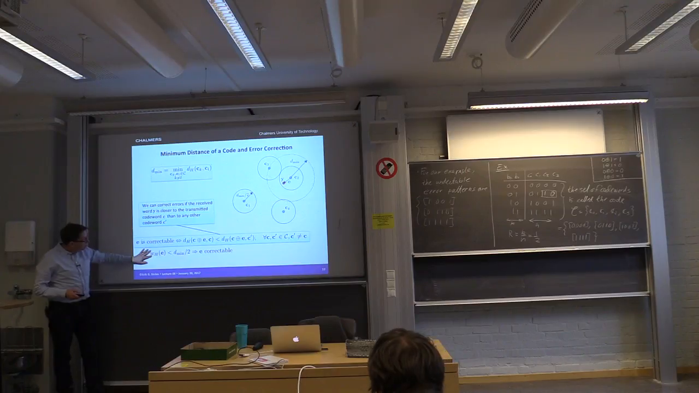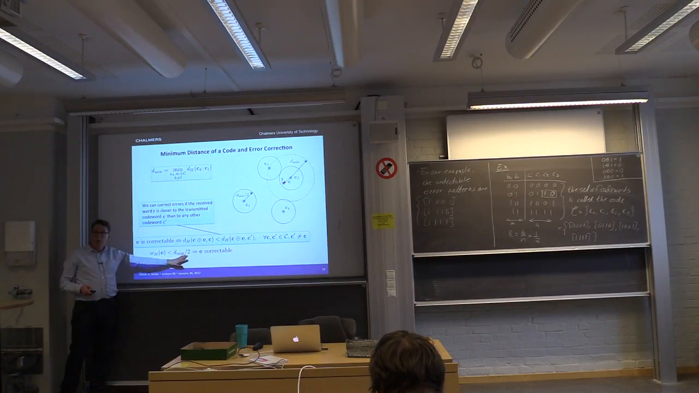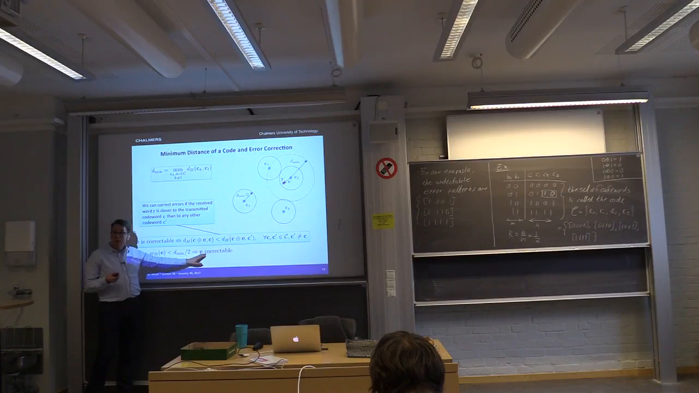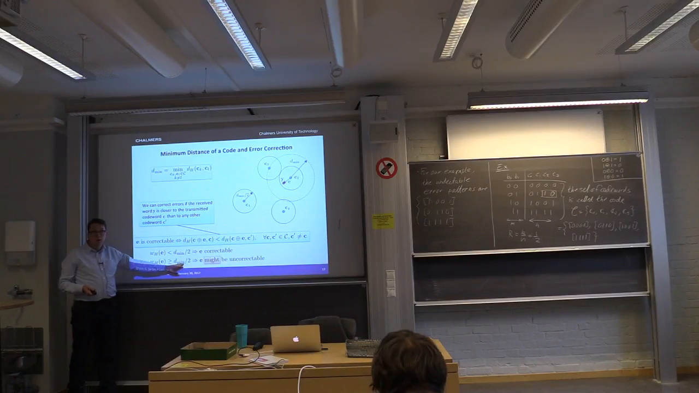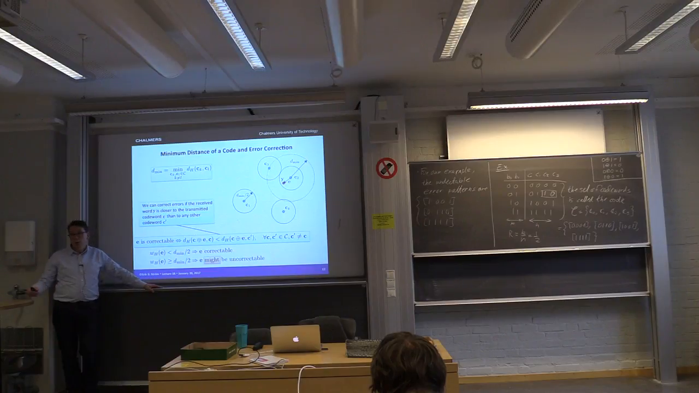So, if the Hamming weight of the error is less than half the minimum distance, then we can correct the error, for sure. Again, if the Hamming weight is equal to or larger than half the minimum distance, then we're not sure. It could be correctable, but it could also be maybe not. So the minimum distance here tells us something about the error correcting capability of the code and the error detecting capability of the code. Therefore, the minimum distance is a very important parameter of a code.